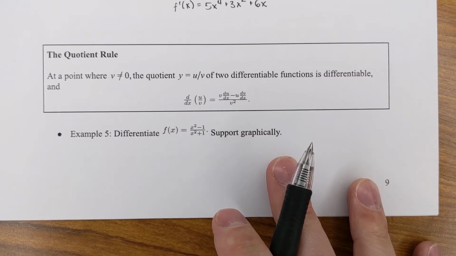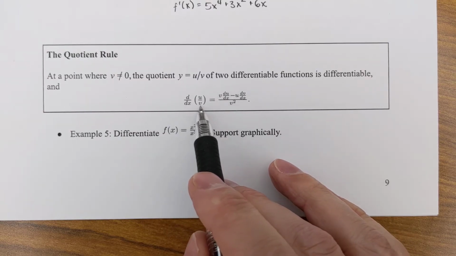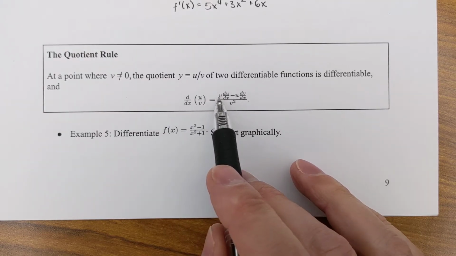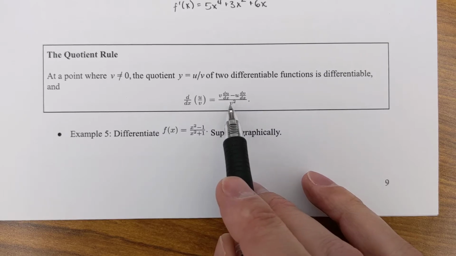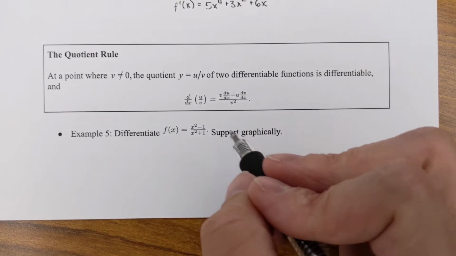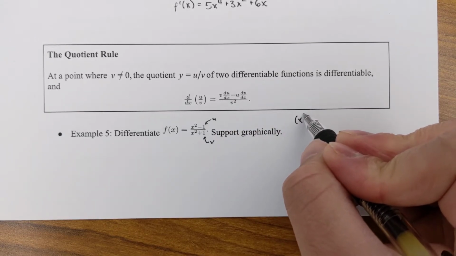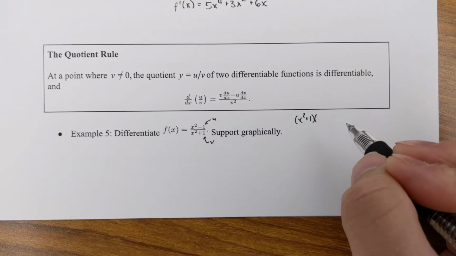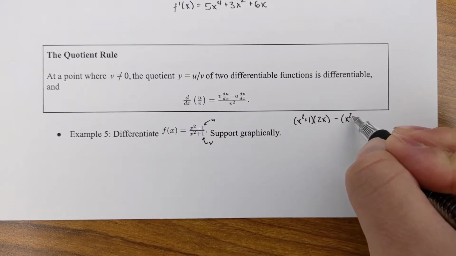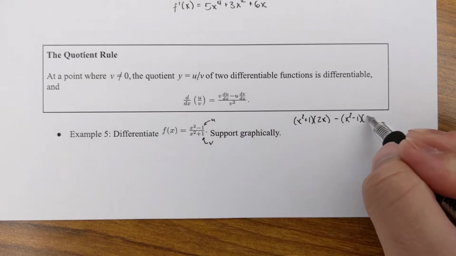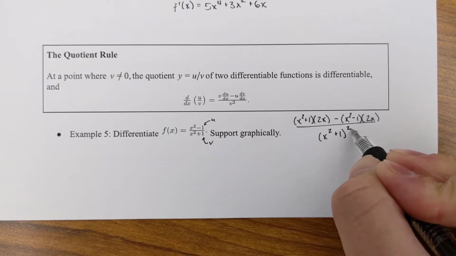Okay, so next we got the quotient rule. So u over v. So v is the denominator, u is the numerator. So it's the denominator times the derivative of the numerator minus the numerator times the derivative of the denominator all over the denominator squared. So here, in this one, that's my u, that's my v. So it's v, x squared plus 1, times the derivative of u, which is 2x, minus u, which is x squared minus 1, times the derivative of v, which is 2x, all over v squared, which is x squared plus 1 squared.